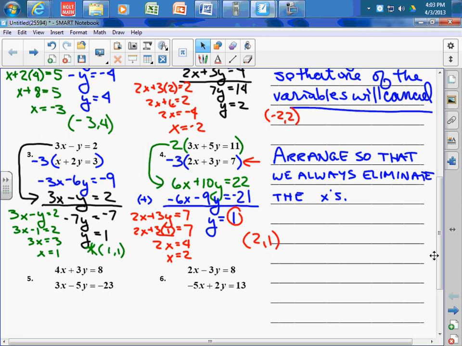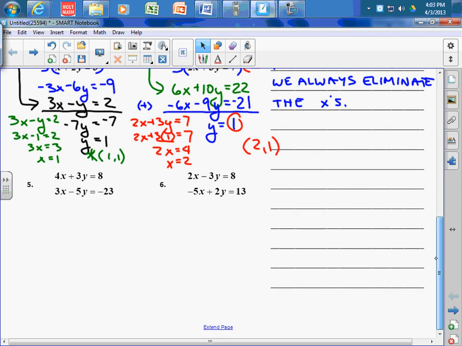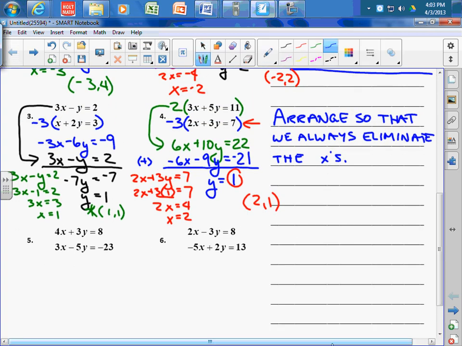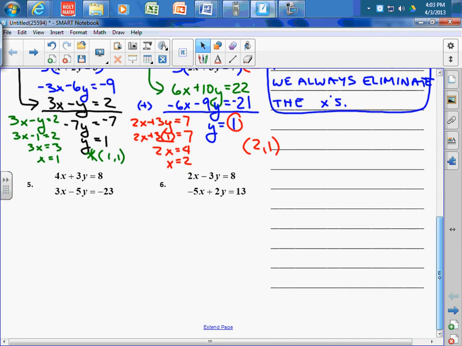Go ahead and pause the video. Do number 5 on your own and see what happens. And again, if you go back to what we were talking about earlier, always arrange it so that the x's cancel. Is that the only way? No, it's not, but that's the way I'm going to show you right now, and it's the way that works for me. And if we get to the point later on where we can expand on that, or if you see something different, by all means go for it.